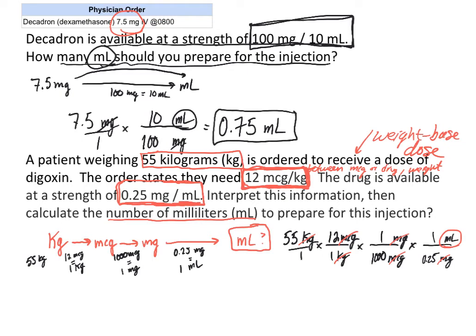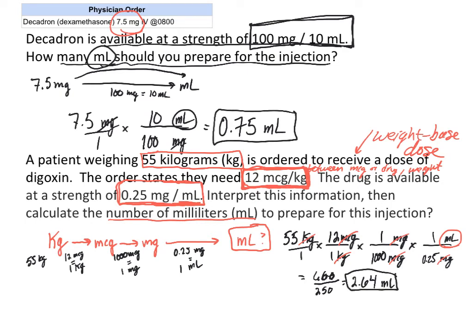So I'm going to multiply all of the numerators. So 55 times 12, we get 660 in the numerator. And in the denominator, I'm going to get 1,000 times 0.25, which is 250. And so now when I put that in my calculator, I get 2.64. And the unit is milliliters.